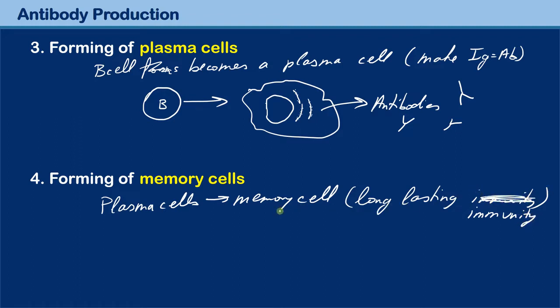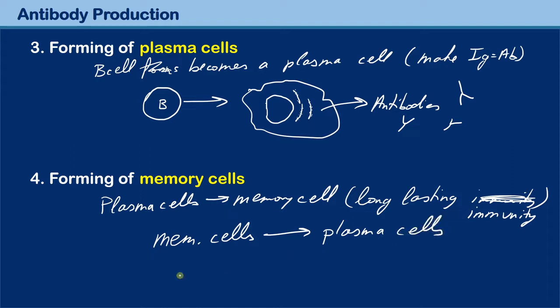They give long-lasting immunity because these memory cells, when there is later on the same antigen invading the body, can form plasma cells directly. You don't have to go through this complicated activation process anymore. Memory cells can directly become antibody-producing plasma cells.